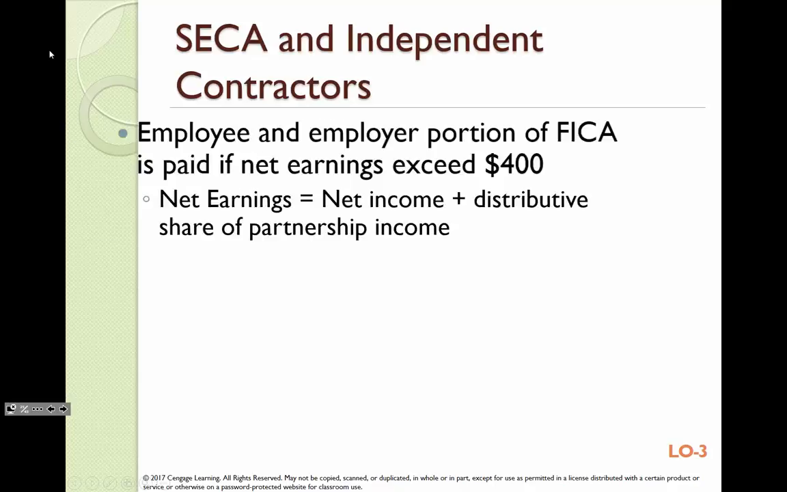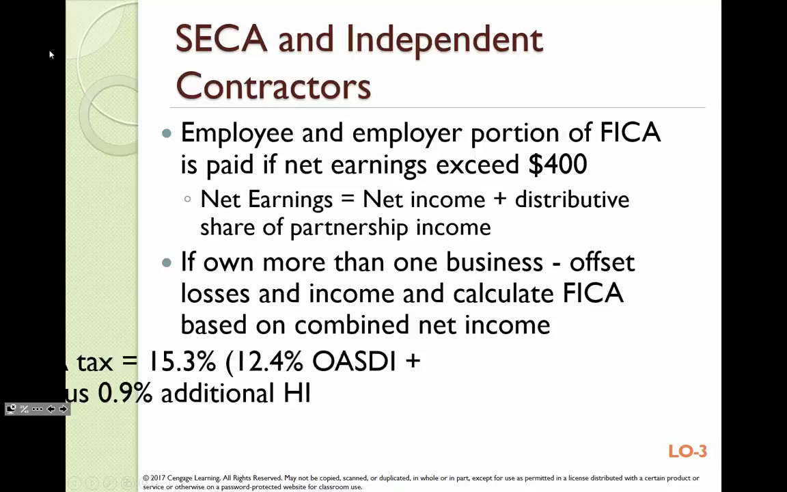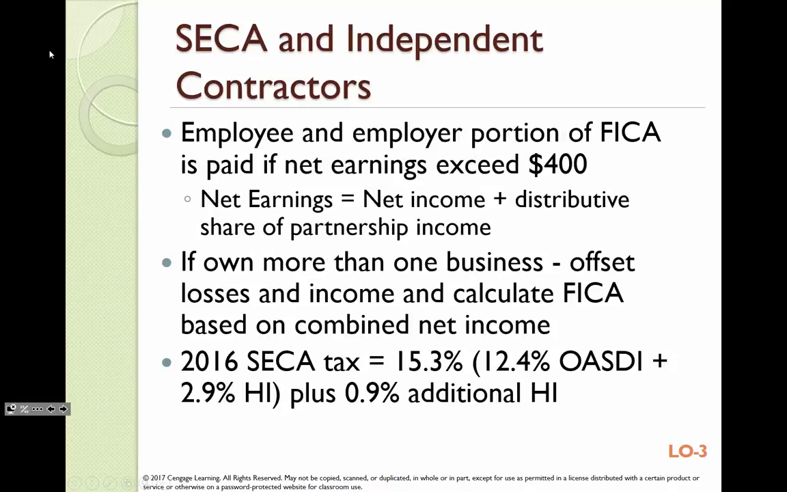So let's try a couple examples of that. First off, just a couple little facts here. Say you've got a tiny little business, like you do some Arbonne or one little gig on the side, and you make $200 or $300. You don't have to pay FICA on that. You don't pay FICA until your net earnings exceed $400 for a year. Okay.